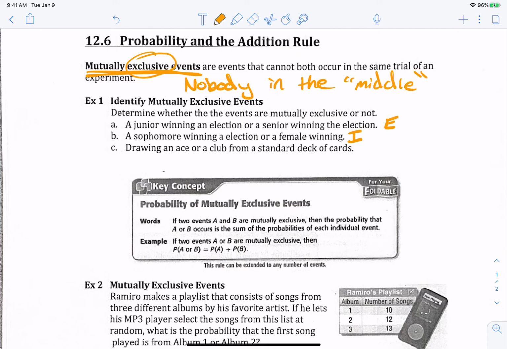This one I have to kind of think about because ace is one of these, right? That's like the number one basically in cards. And a club is the flower. Yes. Okay. I don't know cards. These are clubs.